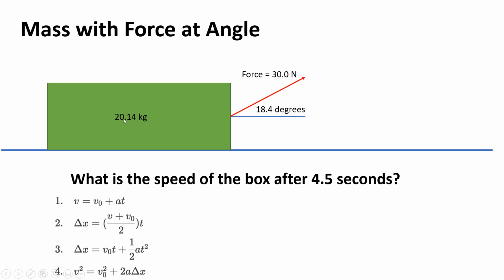So here we have our mass. It's given to us in the problem that it is 20.14 kilograms. And they tell us that the force is acting on the object at 30 newtons at 18.4 degrees above the horizontal. And they ask, what is the speed of the box after 4.5 seconds? So right here you can see that we have our kinematic equations. A lot of times with these problems, it's important to look at what we know and break it down into simpler pieces of information, and then see how it can apply to these four kinematic equations.